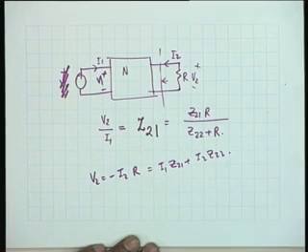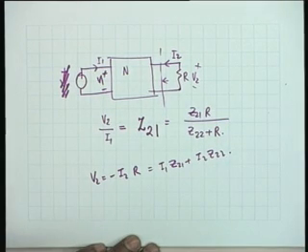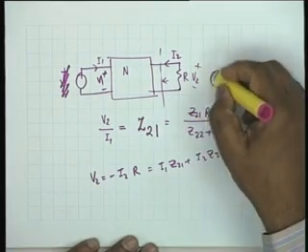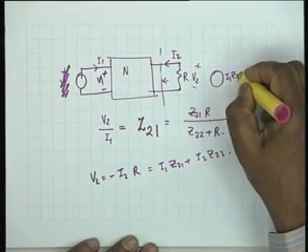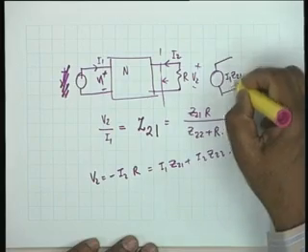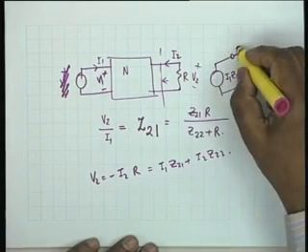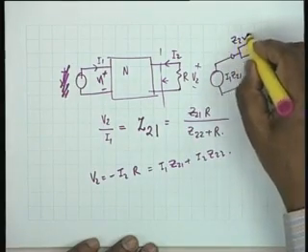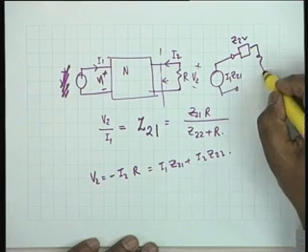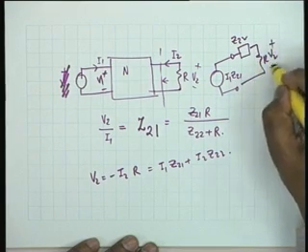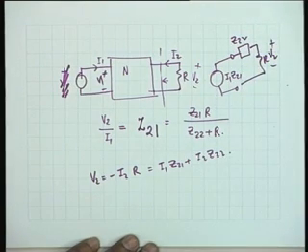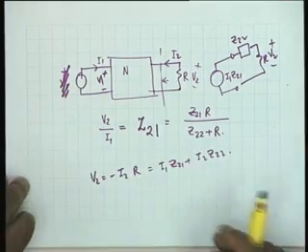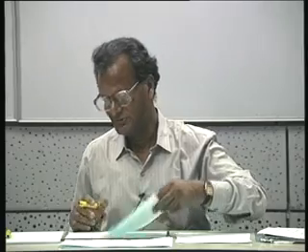Is the point clear? This would be I1 Z21. This will be the open circuit voltage. Then the Thevenin impedance would be Z22, and you have an R. This is V2. Okay. So there are simple ways. I have done this in detail. I am simply reviewing them, but it is necessary that you recall at least the simplest of them.